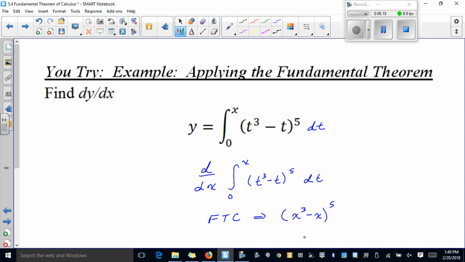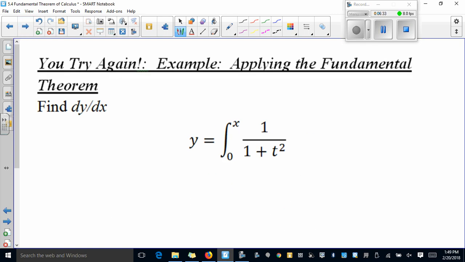So again, they're asking you for the derivative with respect to x of the integral from 0 to x of 1 over 1 plus t squared dt. And then you go, well, according to the fundamental theorem of calculus, this would be 1 over 1 plus x squared. And then, of course, in class, I ask students, what is this? You should recognize this as being the derivative of arctangent.